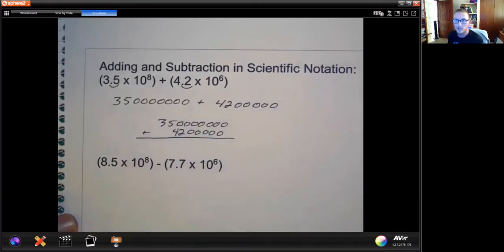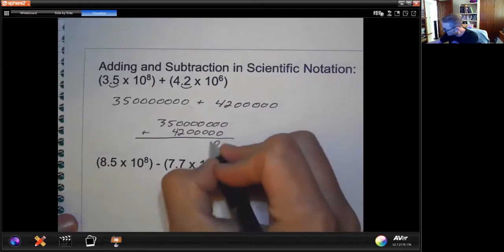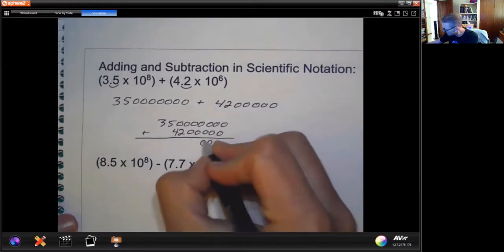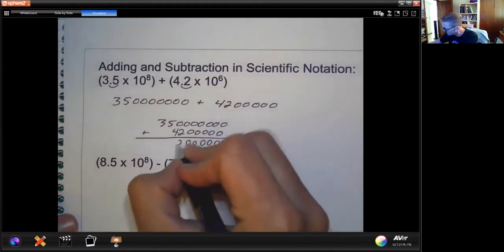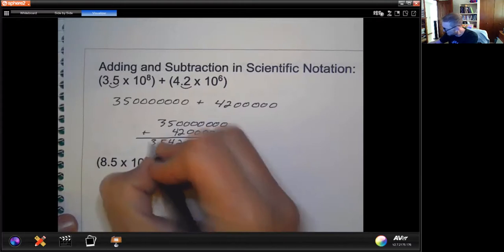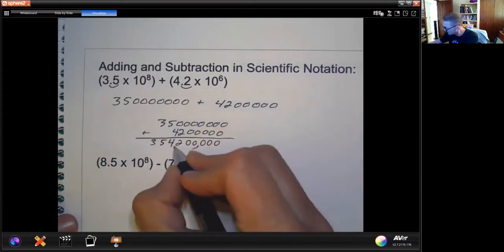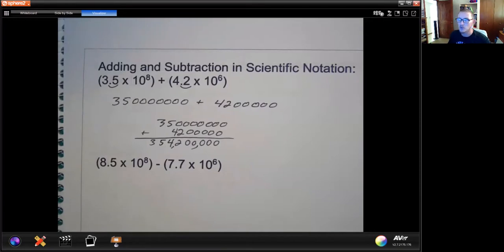Remember, when we add or subtract, we line everything up to the right. So 0 plus 0 is 0. 0 plus 0 is 0. 0 plus 0, 0 plus 0, 0 plus 0, 0 plus 2, 0 plus 4. Bring down the 5 and the 3. And I have 354,200,000. So you're going to simply expand out into standard notation and then line them up.